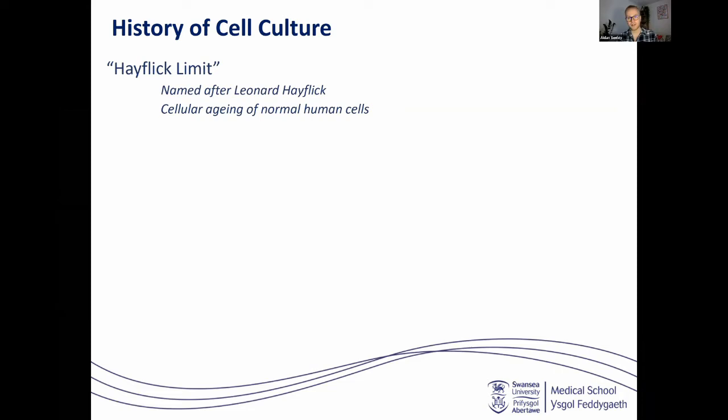And this Hayflick limit is a finite number of divisions. So one cell becoming two cells becoming four, and on and on and on. Your cells can only do that so many times before the cell cannot divide anymore and it'll die.